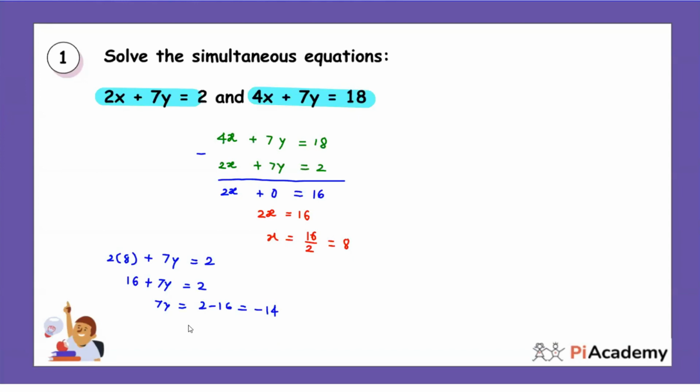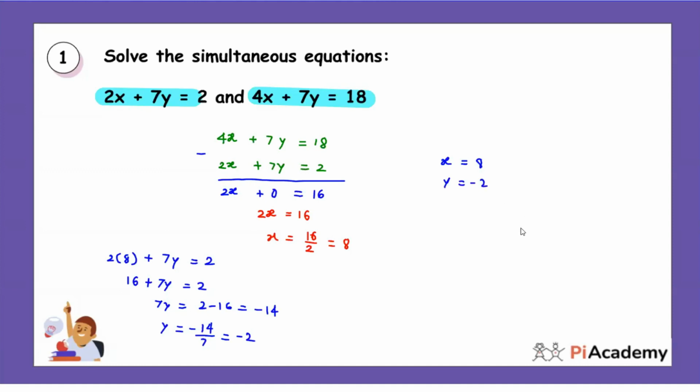So from here, it is very clear, 7y equals minus 14, and you can divide both sides by 7. Minus 14 divided by 7, and that equals how much? That equals minus 2, okay? So now step 3 we have also performed. Now step number 4, you can clearly state the answers. So we can answer here, x equals 8 and y equals minus 2.